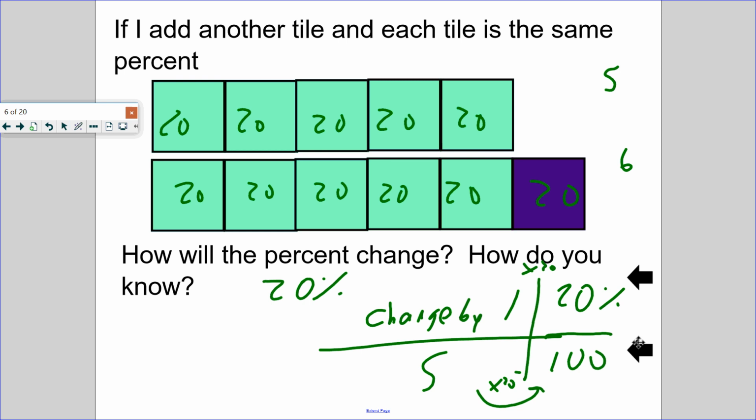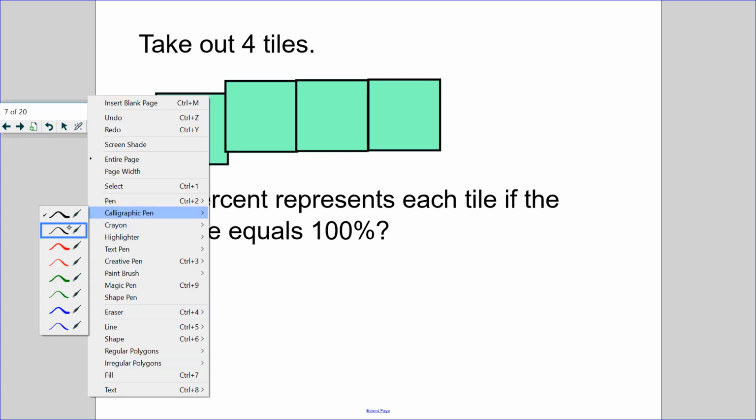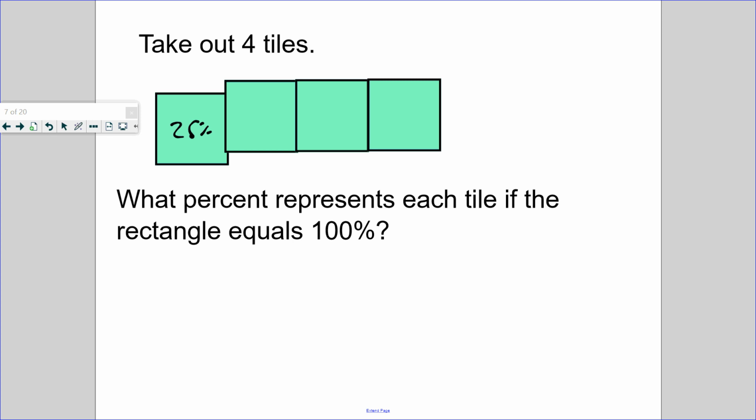Let me show you, if you cannot read my handwriting, right here. It changed by 1 tile out of 5 tiles, the original start. So 1/5 is 20%. Take out 4 tiles. What percent represents each tile if the rectangle equals 100%? Hopefully you said each tile represents 25%.